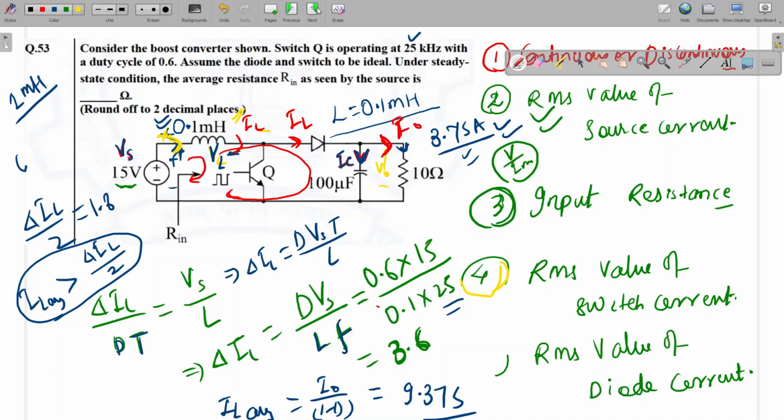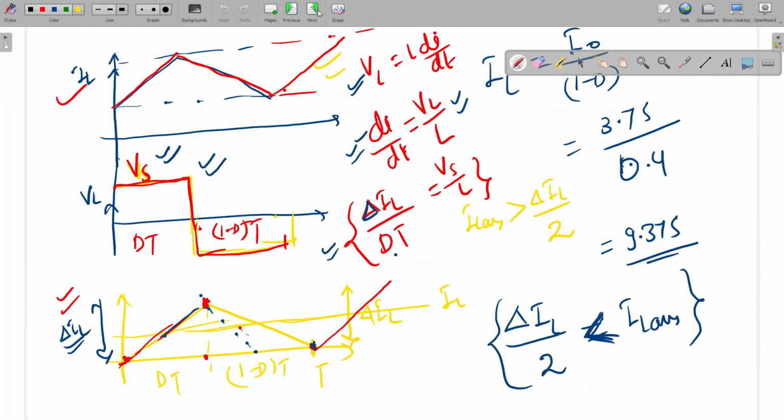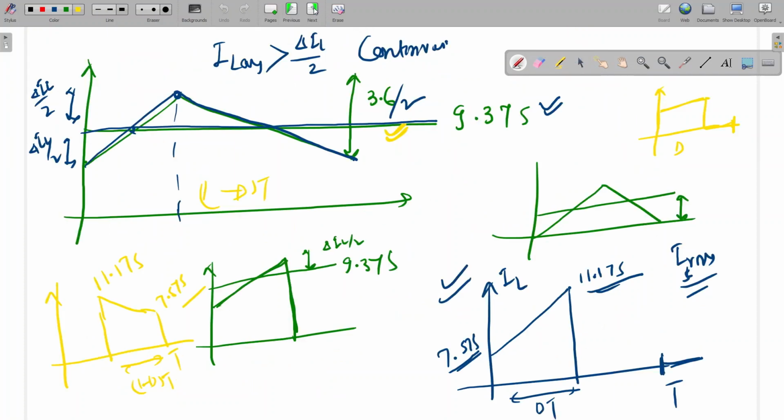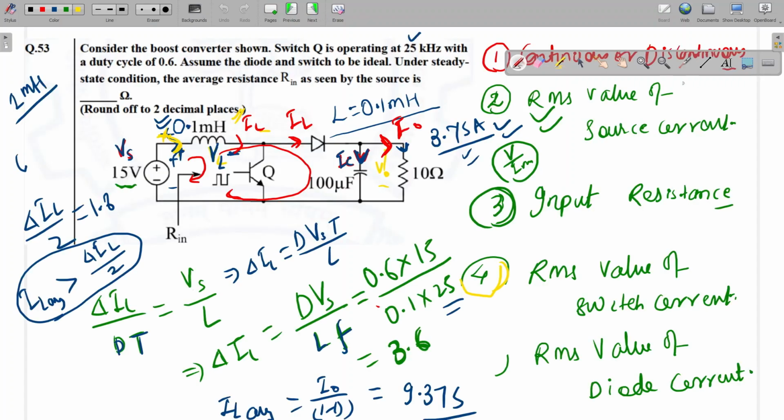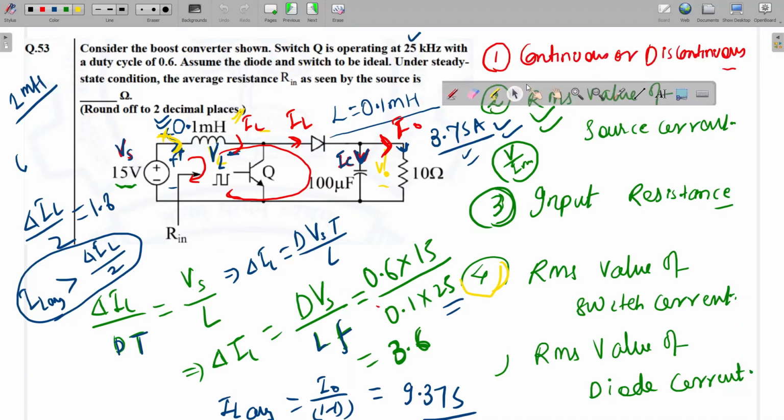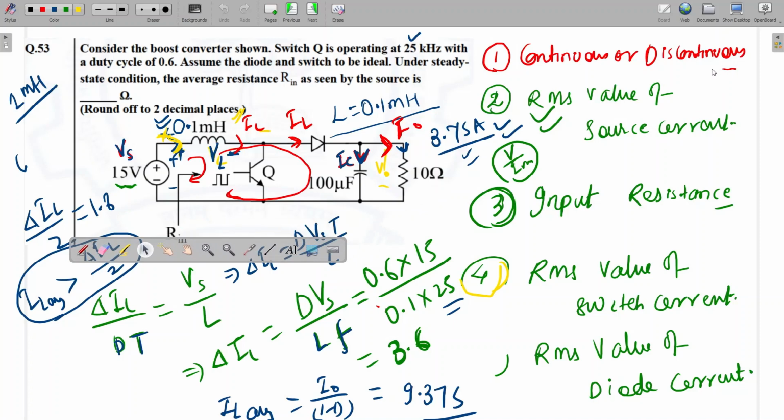Does anyone have any doubt in this question? Otherwise, we can close the session. Can anyone ask? I have already given the hint of what we have to calculate. You can take a screenshot of this question and try it on your own. We have to find the RMS value of the source current for continuous and discontinuous conduction, and the input resistance. Then the RMS value of the switch current, so the switch current will be in the positive half cycle.